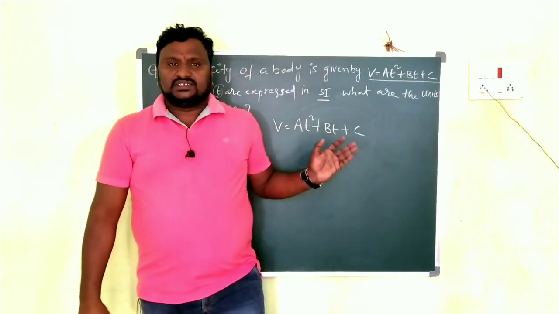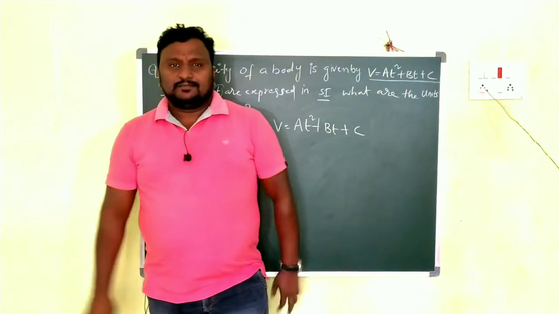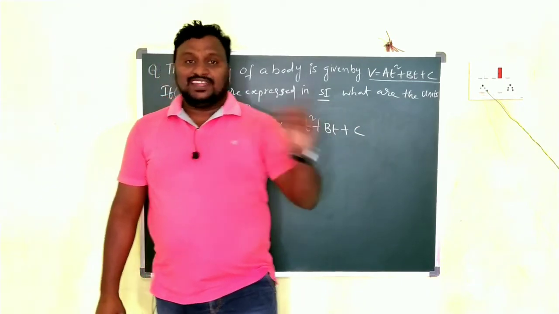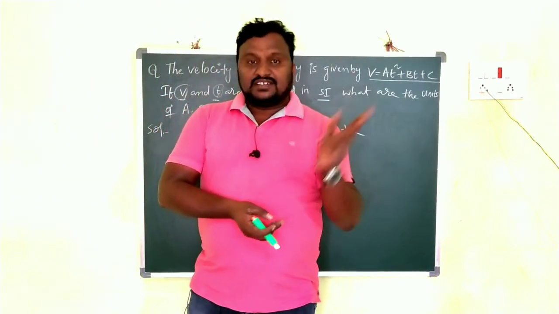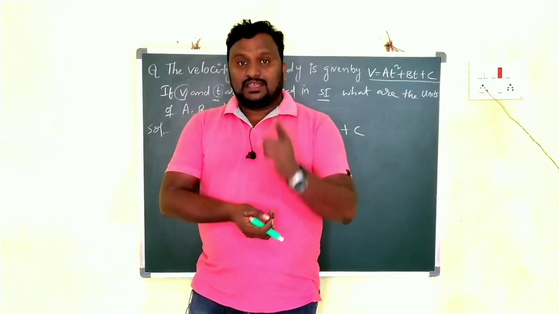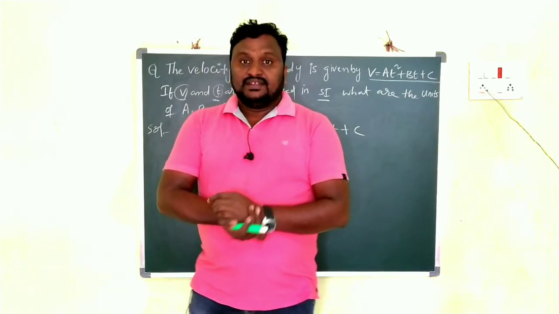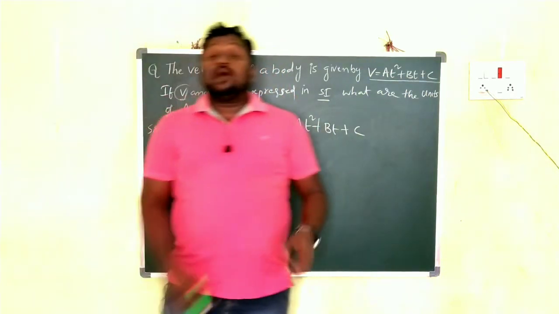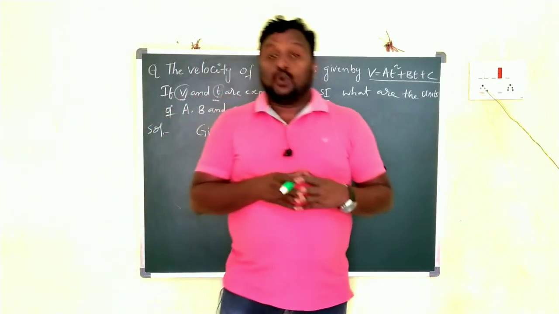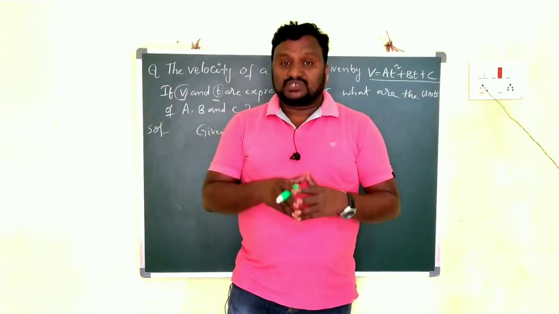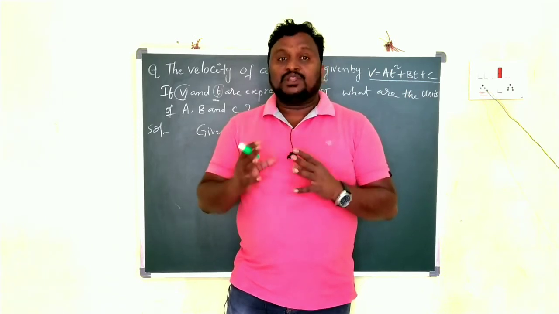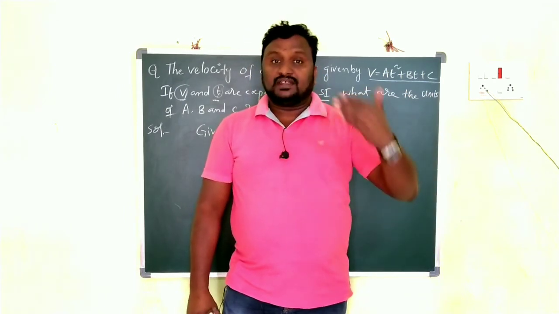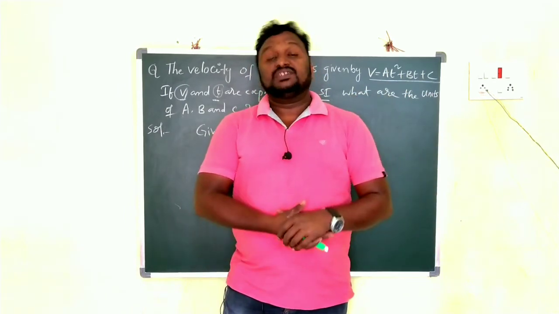So there is no logic given here. No clues are given, just one equation. In that, it is told that v is the velocity and t is the time. Based on that we have to find out the units of a, b and c. In that problem nothing else is mentioned. But when we have an idea about the principle of homogeneity, I clearly explained the principle of homogeneity in one of the previous videos. I will provide the link in the video description.